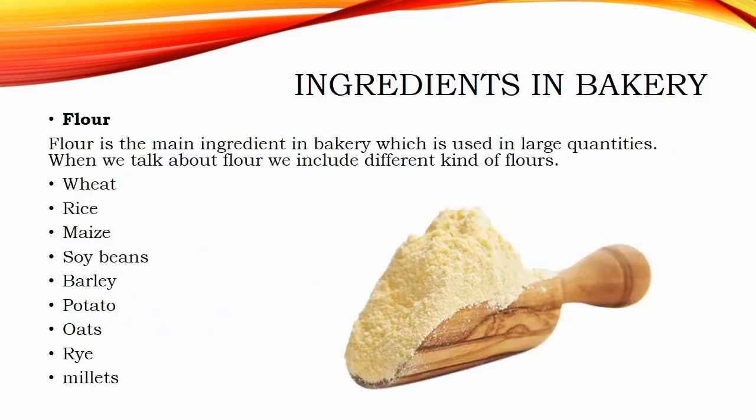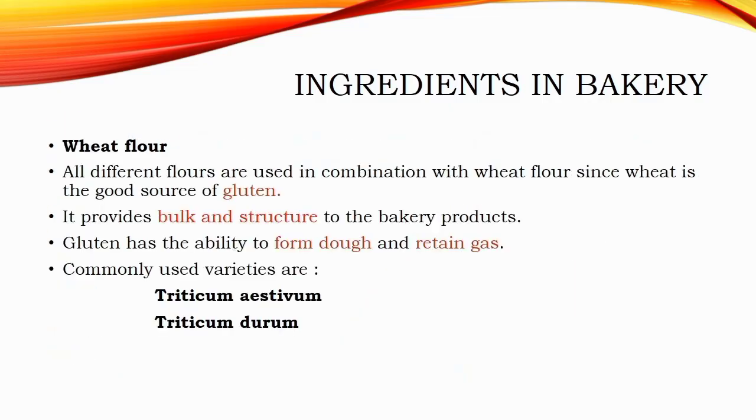Flour is the main ingredient in bakery, which is used in large quantities. When we talk about flour, we include different kinds of flours: wheat, rice, maize, soybeans, barley, potato, oats, rye, millets, wheat flour. All different flours are used in combination with wheat flour, since wheat is a good source of gluten. It provides bulk and structure to the bakery products. Gluten has the ability to form dough and retain gas.